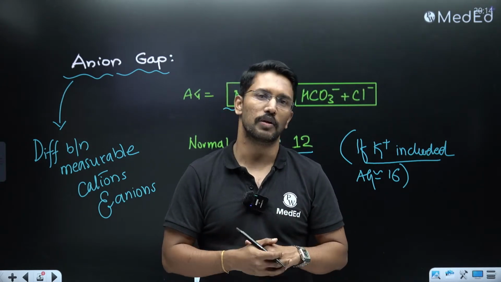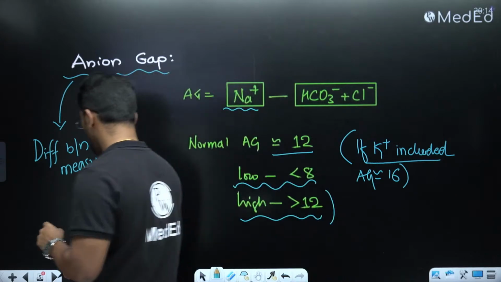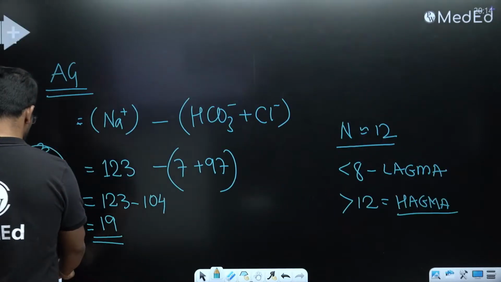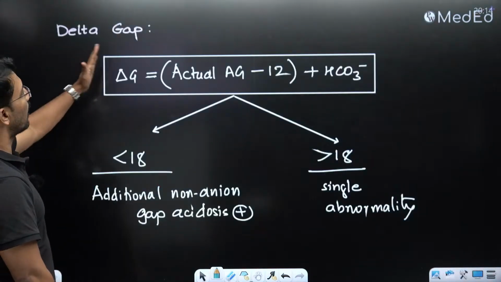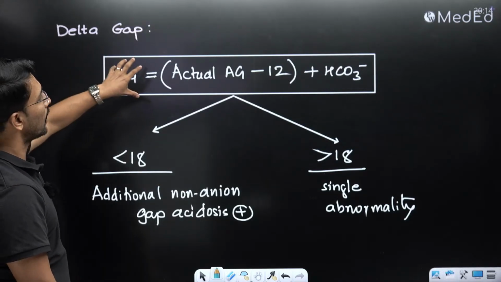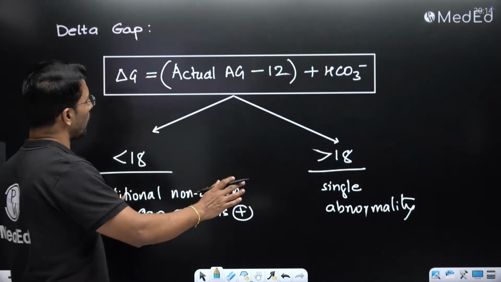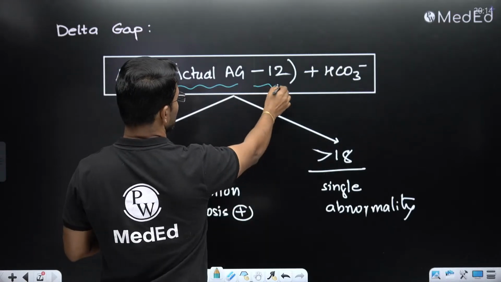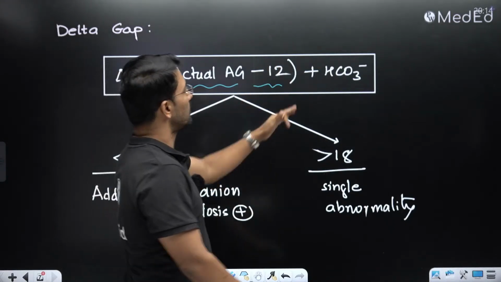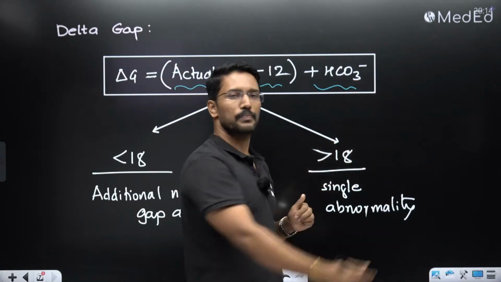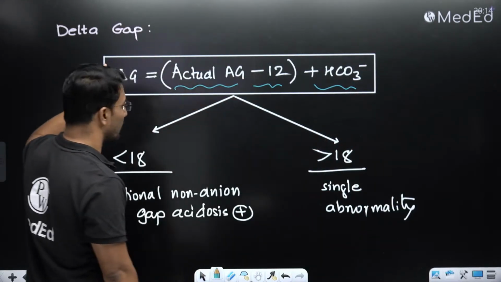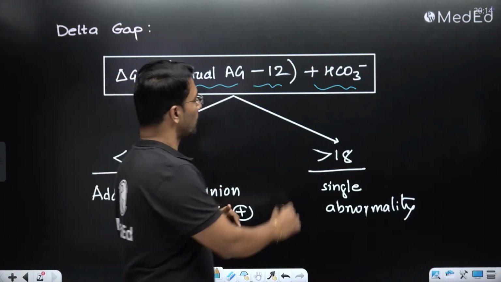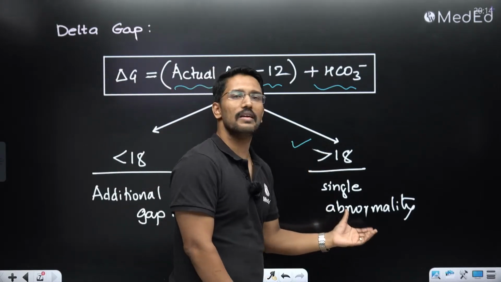So how to distinguish between these two? For that we have to calculate one more thing called the delta gap. What is the delta gap? Delta gap is given with this formula. How to calculate? It is the patient's actual anion gap minus 12 as a representation of normal, plus the patient's bicarbonate levels. This gives us the delta gap. When the delta gap is more than 18, you have a single ABG abnormality.